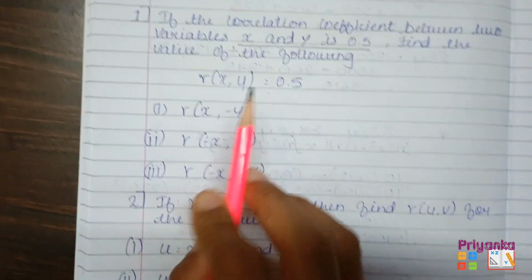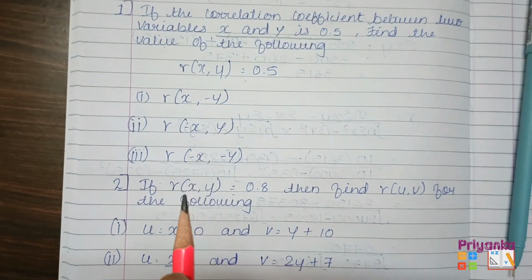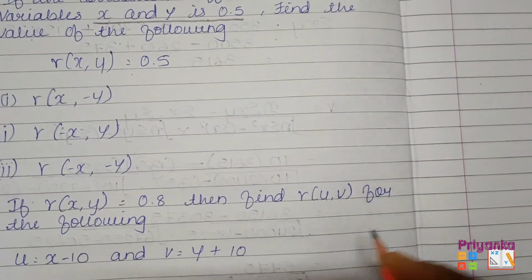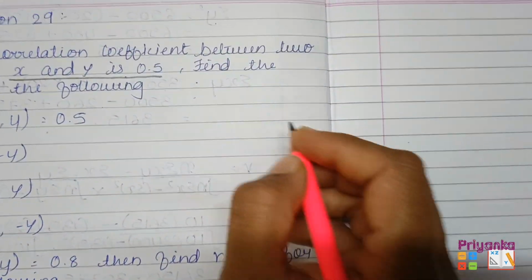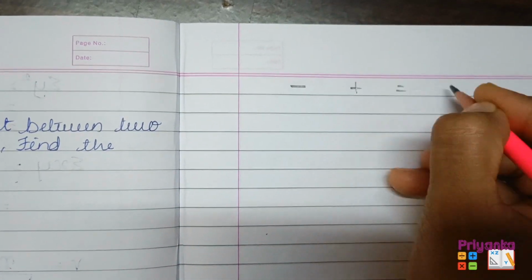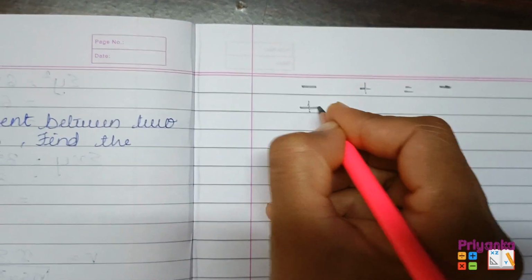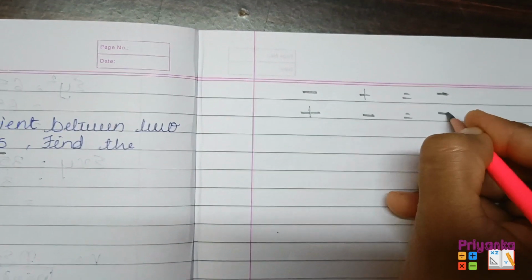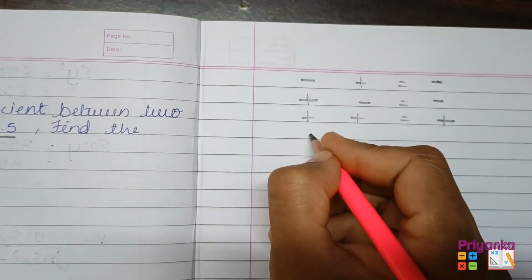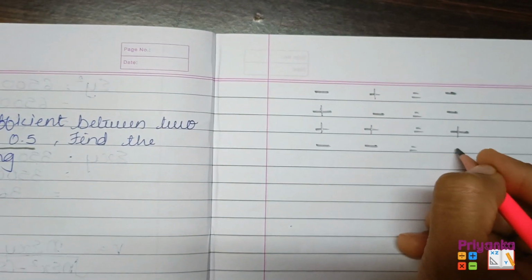Just write down this much, and here you just have to remember the rules of mathematics which we learned during secondary school. That is, here I'll just show you: minus plus will be minus, plus minus will also be minus, but plus plus will be plus, and minus minus will remain minus.